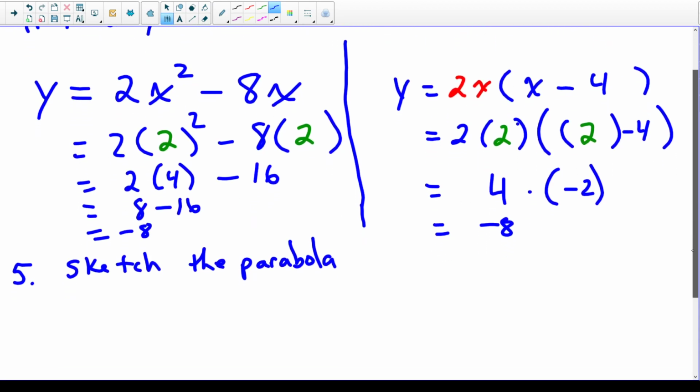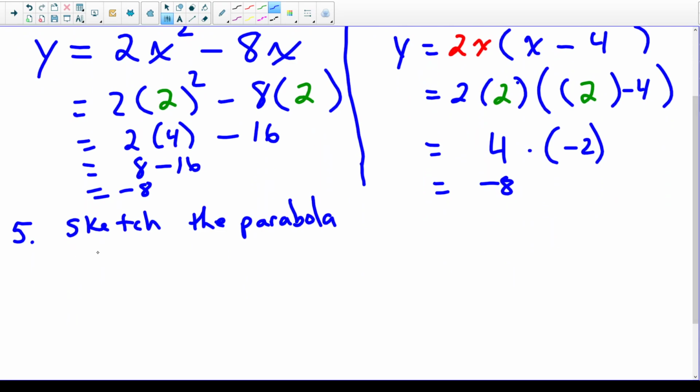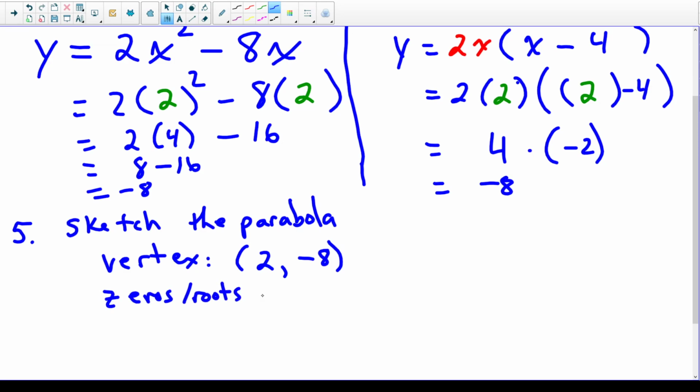So what is that negative 8? Well, that is our vertex y value. So I now know that my vertex is at 2 for the x value, which was our middle value, and negative 8, which is our y value of the vertex that we just calculated. I also know that my two zeros, or roots, are at (0, 0) and (4, 0).